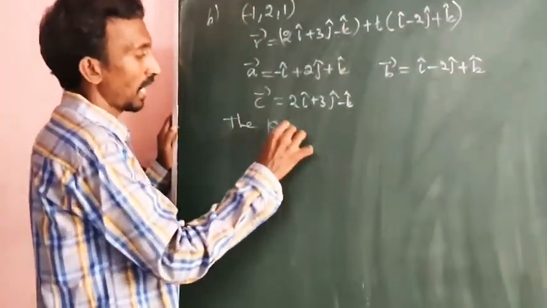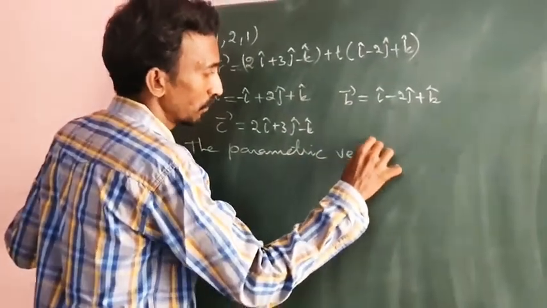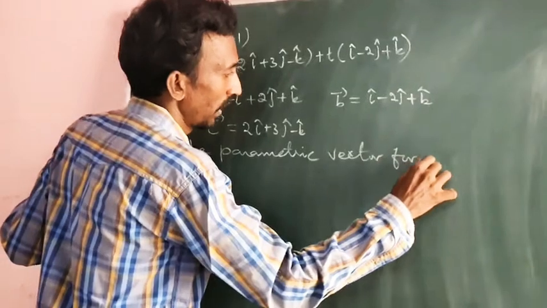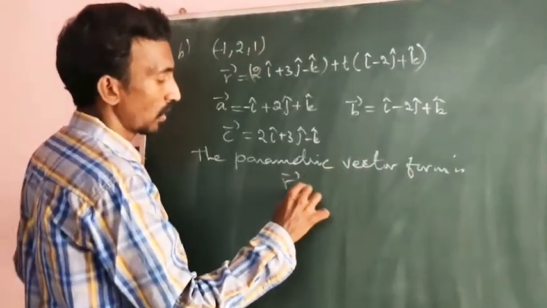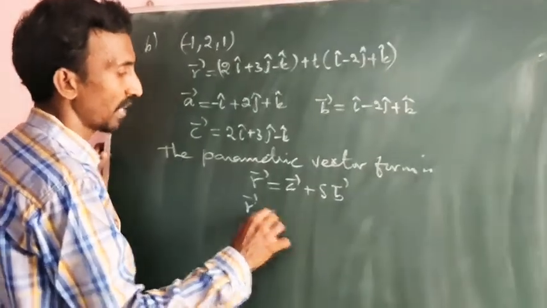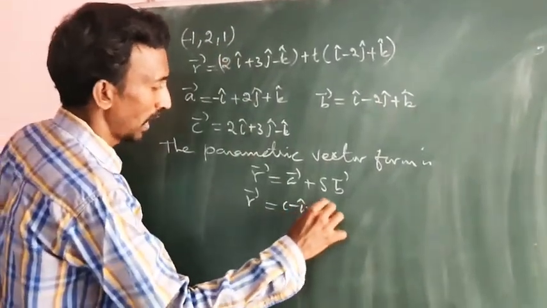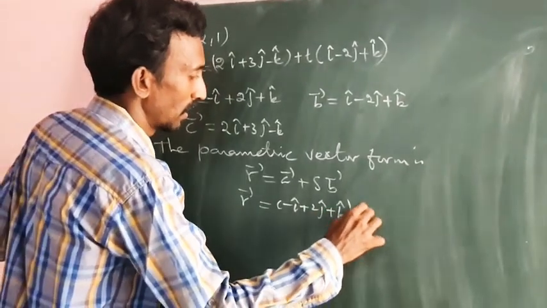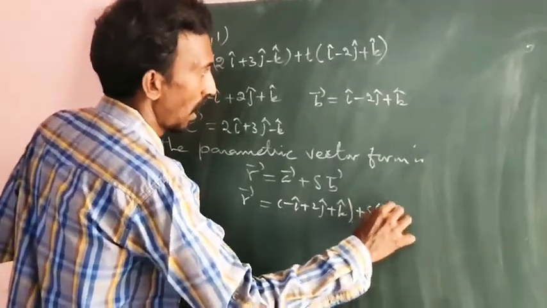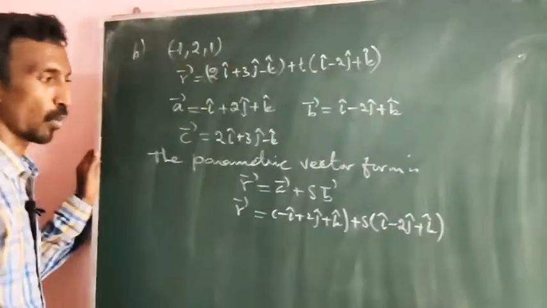The parametric vector form is r vector equal to a vector plus s b vector. So r vector equal to minus i plus 2j plus k plus s into this b vector, i minus 2j plus k. So the first part is over.